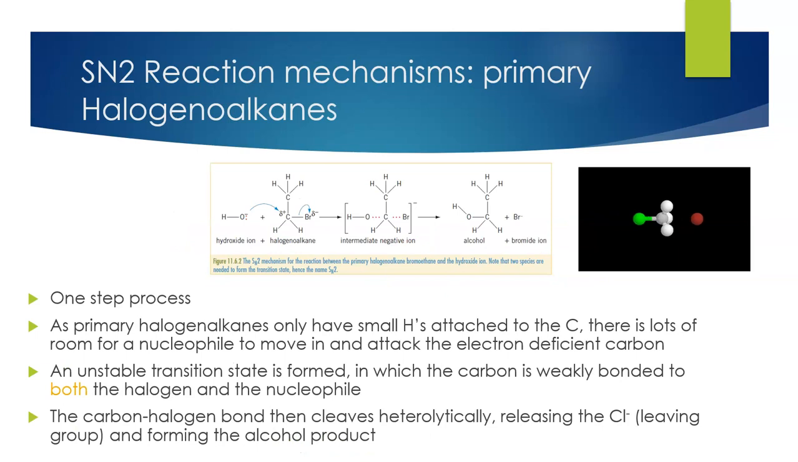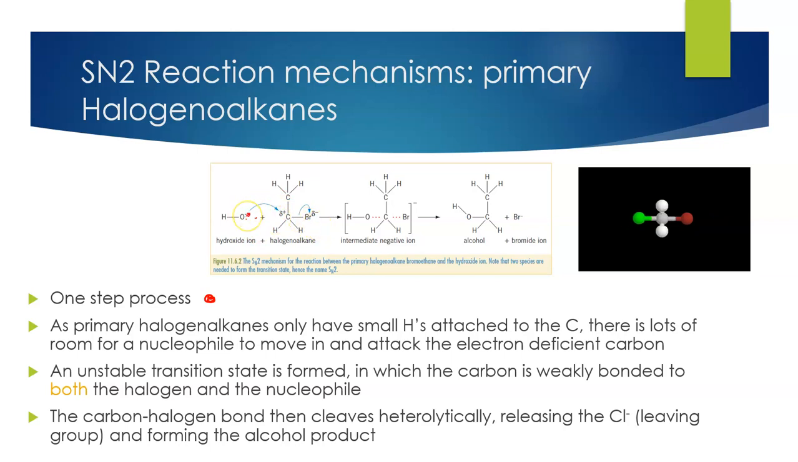For an SN2 reaction mechanism, this occurs for primary halogenoalkanes, and it occurs in one step. There are 2 species involved in the formation of the intermediate, but the process is one step. The attack is happening as the group is leaving, so all this happens at once. So a primary halogenoalkane will only have small hydrogens attached to the central carbon, so we don't have a lot of steric hindrance around this electron deficient center. This means that small nucleophiles such as the hydroxides have room to attack in the opposite side to the halogen.